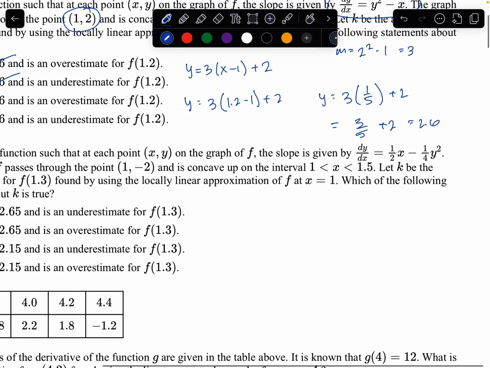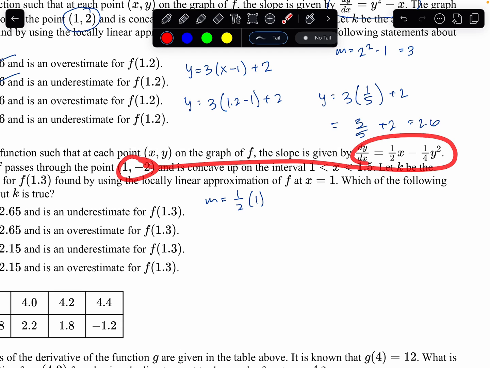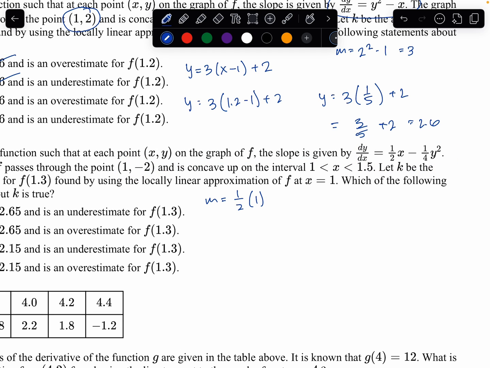All right, cool. So I'm going to find m first. So m is going to be equal to 1/2 times 1. So I'm plugging this point into here to get the slope. So 1/2 times 1 minus 1/4 times -2 squared. So that's 1/2 minus, I think that just becomes 1. So that's going to become -1/2. So our tangent line, y is going to be equal to, or I could say y plus 2, so I'm just using x1 and y1 here, equal to our slope times x minus 1.